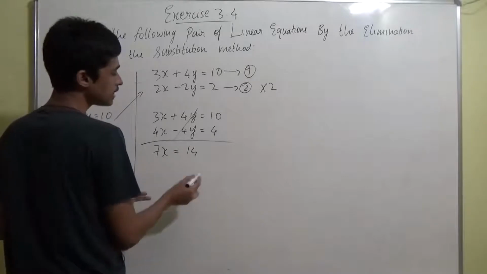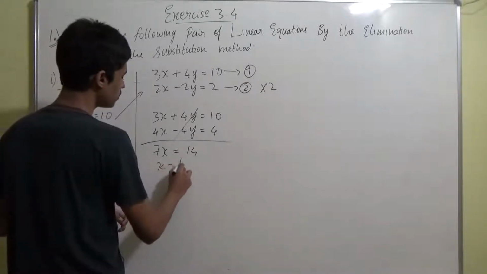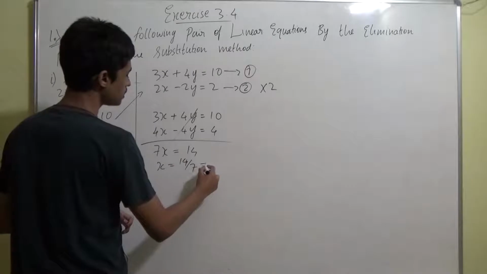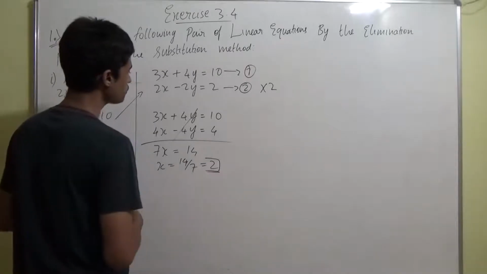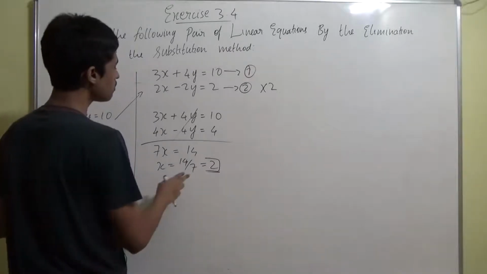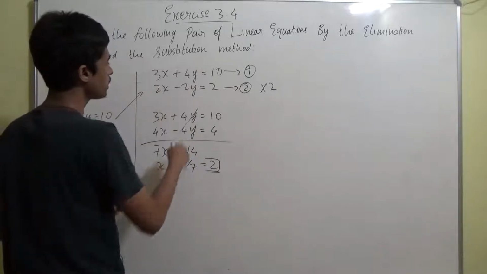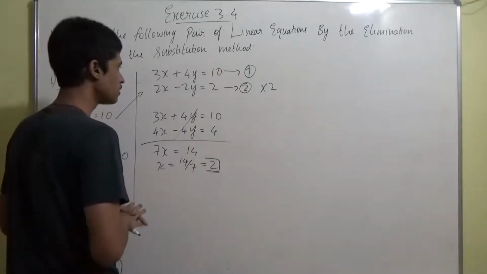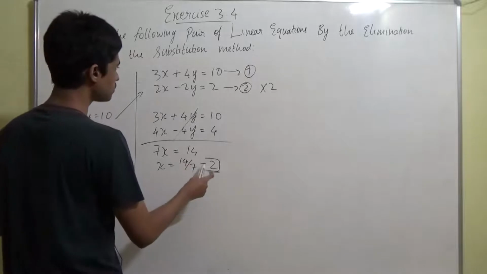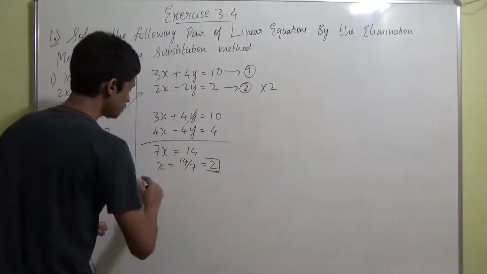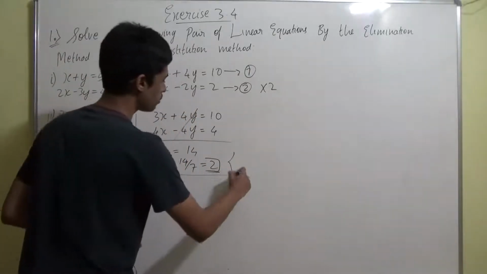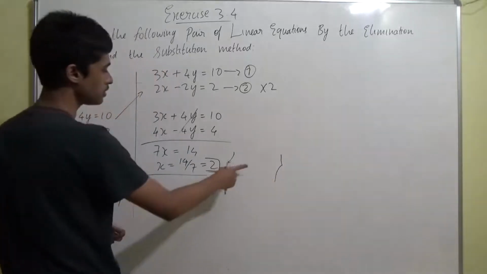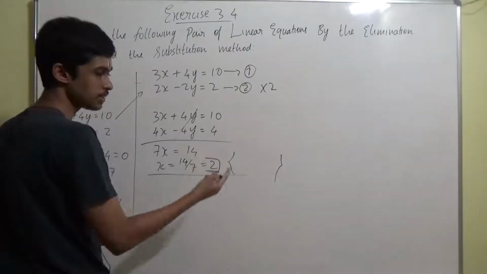10 plus 4. So 7x equal to 14, which means x equal to 14 by 7, which is nothing but equal to 2. Right. Now if you put the value 2 in any of these two equations, you will get the value of y automatically. Right. So let me put this value of x in equation 1. Putting this value of x in equation 1, you have to write it here, guys.